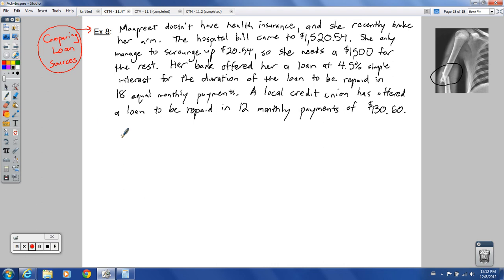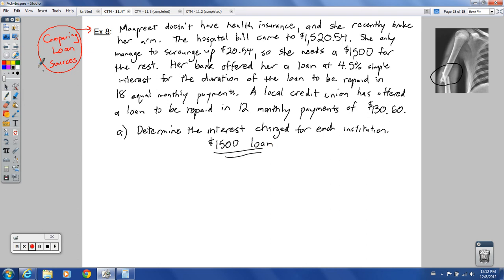Alright, so let's start working through these. Part A. Determine the interest charged for each institution. Institution sounds cooler, so we'll say that. So what is a loan? The loan is for $1,500. That's for both places. We know that's true.